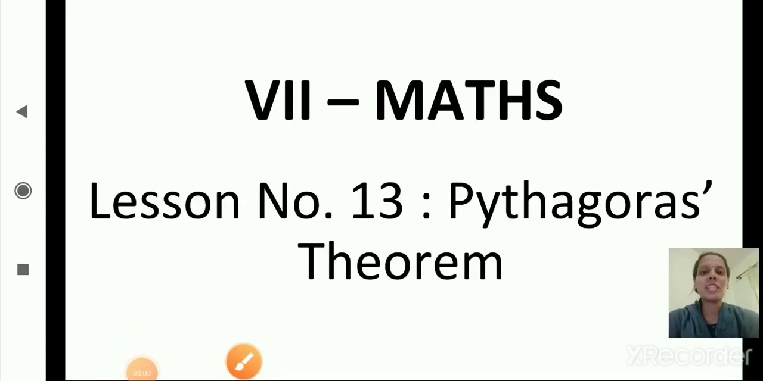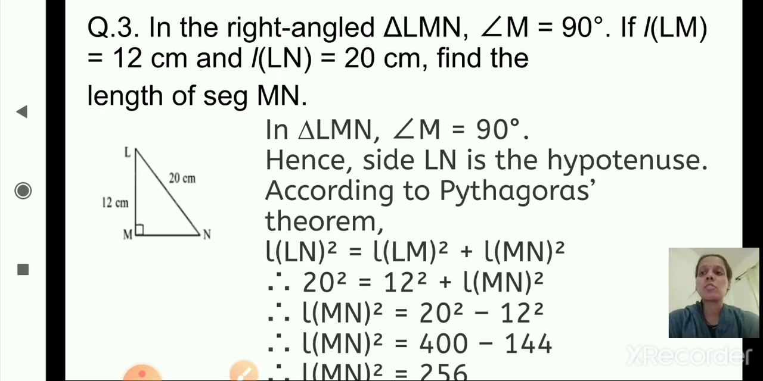Good morning students. In the previous session we started lesson number 13, Pythagoras theorem. In that we completed question number 1 and question number 2 from practice set 48. Now today we'll start with question number 3. So this is question number 3.